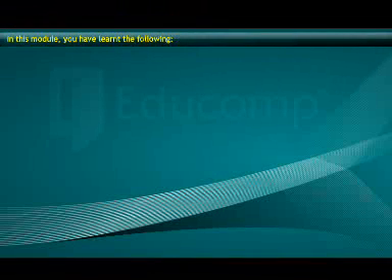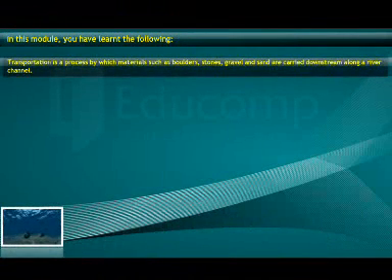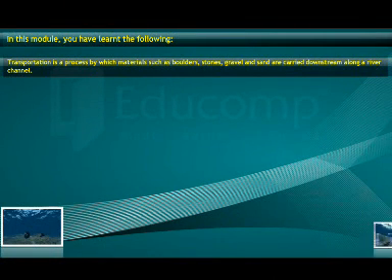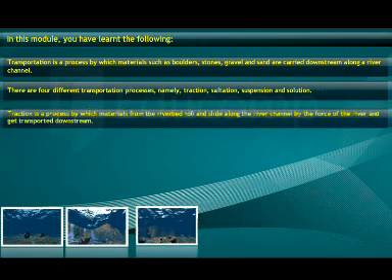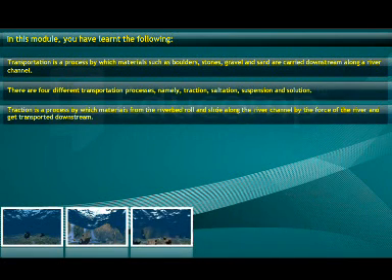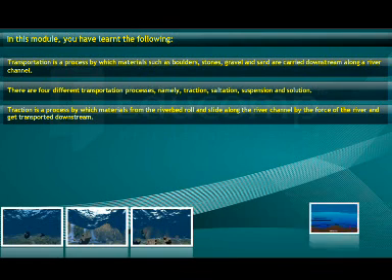In this module, you have learned the following. Transportation is a process by which materials such as boulders, stones, gravel, and sand are carried downstream along a river channel. There are four different transportation processes, namely traction, saltation, suspension, and solution. Traction is a process by which materials from the riverbed roll and slide along the river channel by the force of the river and get transported downstream.